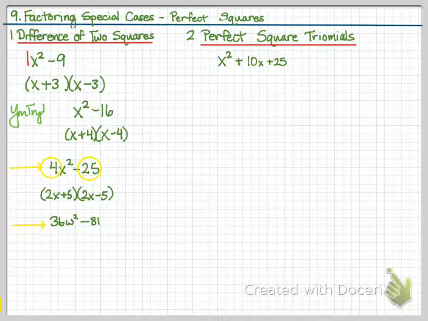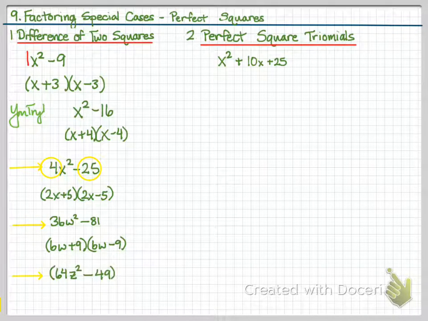You try 36w squared minus 81. Split it up into two binomials. 36 is a perfect square. You'll get what? Yes, 6 and 6. The negative 81 will split up into positive 9 and negative 9. Bam. Last one, 64z squared minus 49.